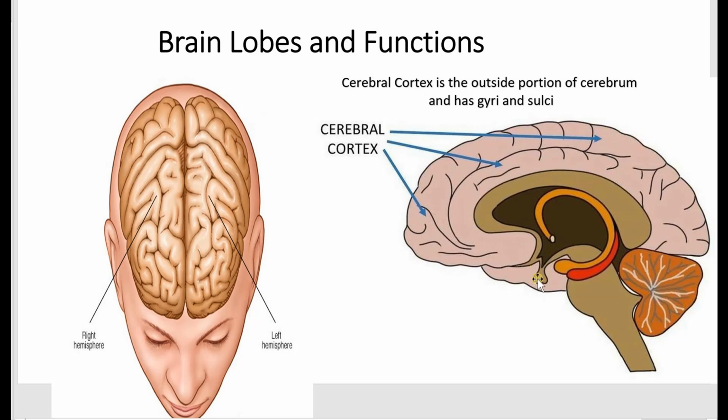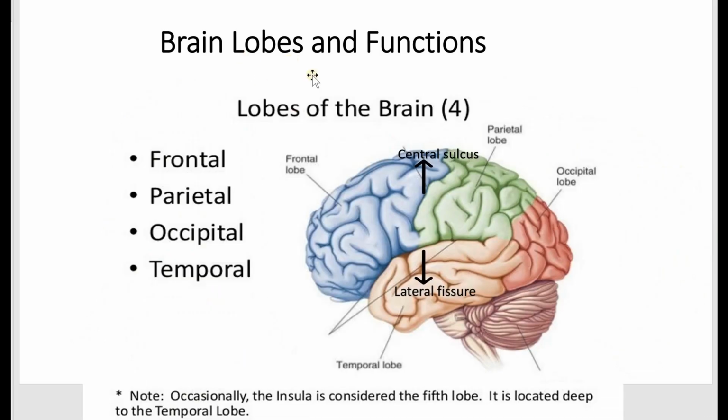This cerebral cortex has gyri and sulci. Sulci are the grooves and gyri are the fold between two sulci. These gyri and sulci increase the surface area of the brain, and a sulcus which is long and deep is called a fissure. Now about the brain lobes.